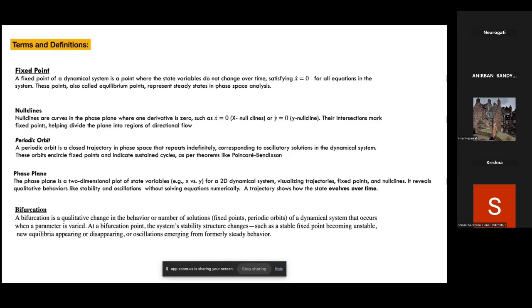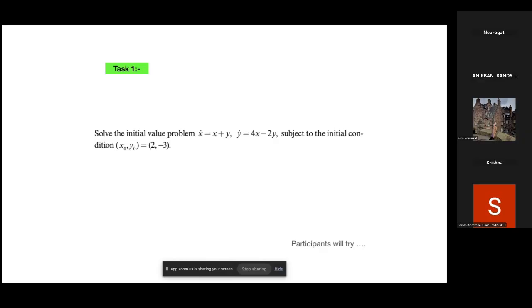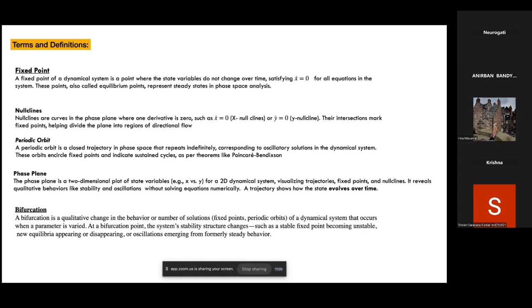Then there is another concept, nullclines. Nullclines are the lines where x dot is equal to 0 and y dot is equal to 0. What does it mean? If you plot in the xy plane x plus y is equal to 0 and 4x minus 2y is equal to 0, then you'll get the x nullclines and y nullclines. There is another concept called periodic orbits. A periodic orbit is when you get periodic solutions. In the xy plane, it will be like going round and round forever. So this is called a periodic orbit.